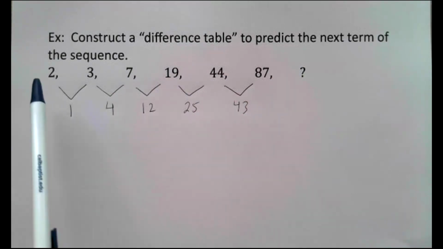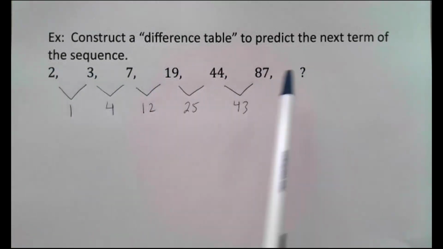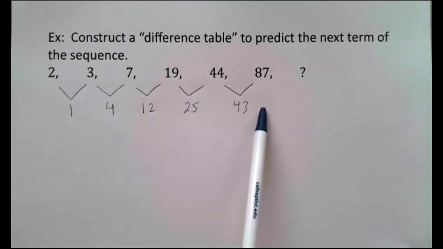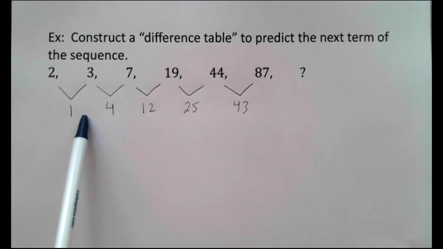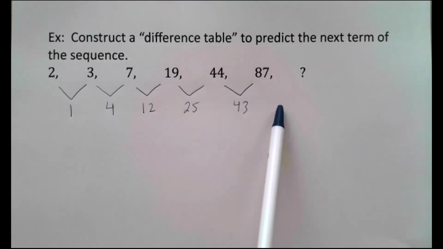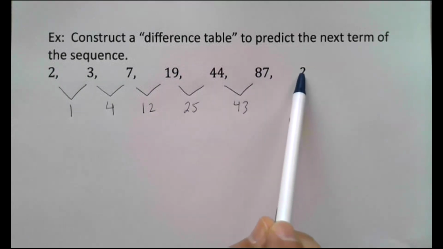And the idea is, okay, maybe I didn't see a pattern on the top row. Maybe I could figure out a pattern right here. And maybe some of you can already see a pattern. If you can, go ahead and figure out what would go next in the second row pattern, add it to 87, and you got your answer.